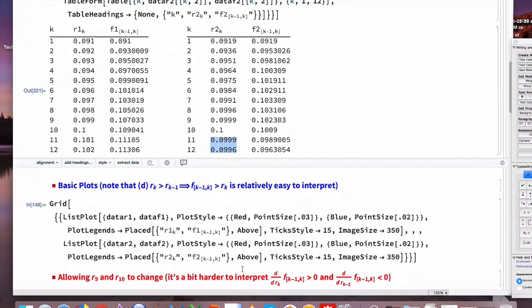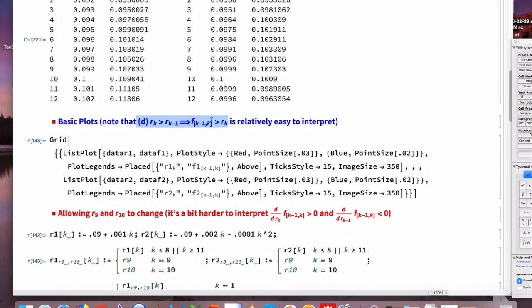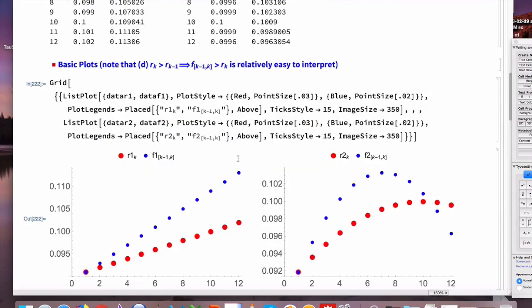All right, now more importantly, let's go on to the basic plots, and we can try to interpret this fact from part D. So I'm reminding you of what part D here is. When r sub k is bigger than r sub k minus 1, when the next spot rate is bigger than the preceding one, or you could interpret this as being true for all k, meaning the yield curve is increasing, the forward rates are going to be bigger than the corresponding spot rate. And we can see that with the graphs here.